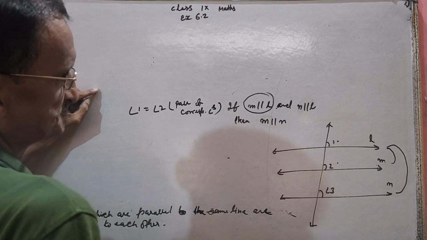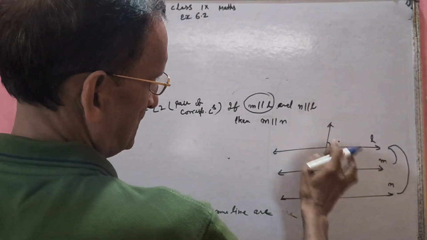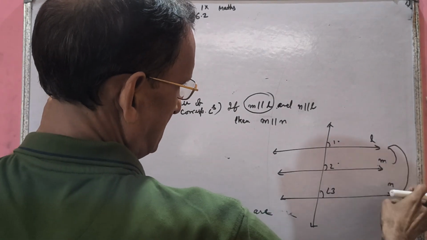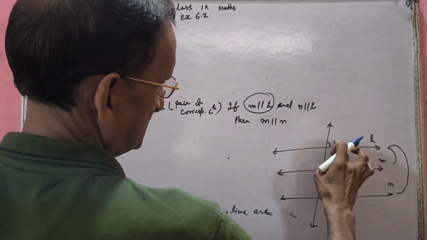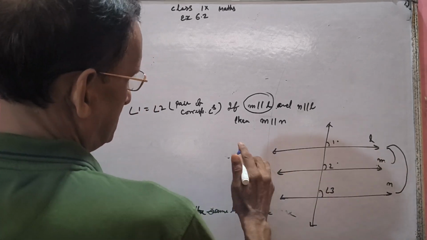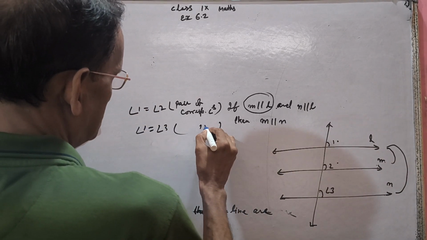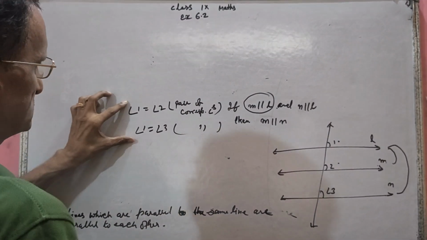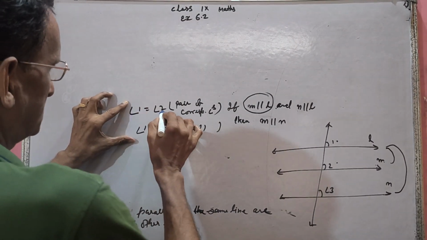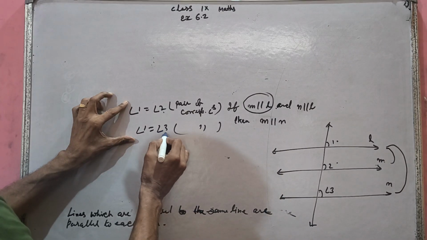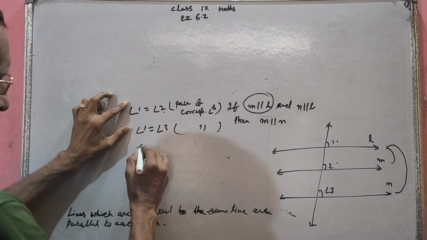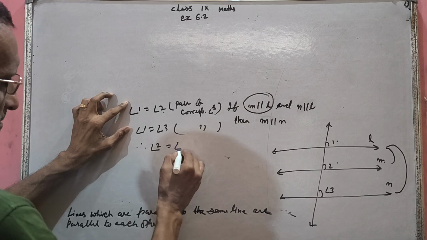If the line N is parallel to L, and this is the transversal, then angle 1 will be equal to angle 3. Same region, pair of corresponding angles. From these two equations, what will you get? Angle 2 is equal to angle 1. Angle 3 is equal to angle 1. Therefore, angle 2 is equal to angle 3.